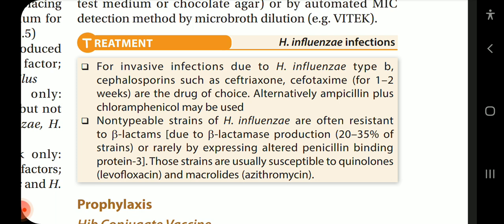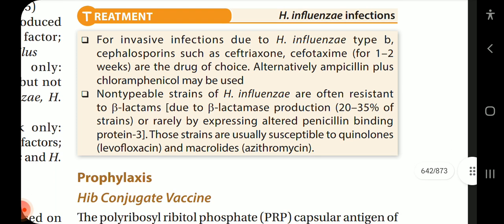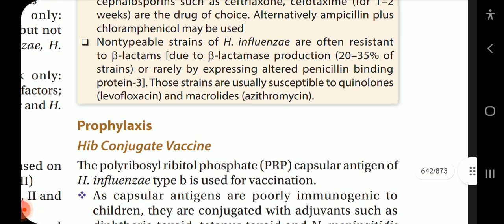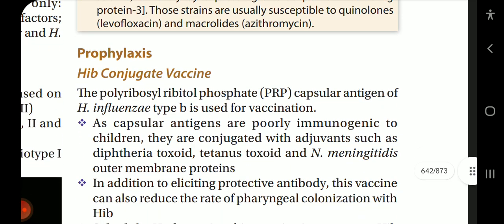Non-typable strains of H. influenzae are often resistant to beta-lactams due to beta-lactamase production, in 20 to 35% of the strains, or rarely by expressing altered penicillin binding protein 3. Those strains are usually susceptible to quinolones such as levofloxacin, and macrolides such as azithromycin.